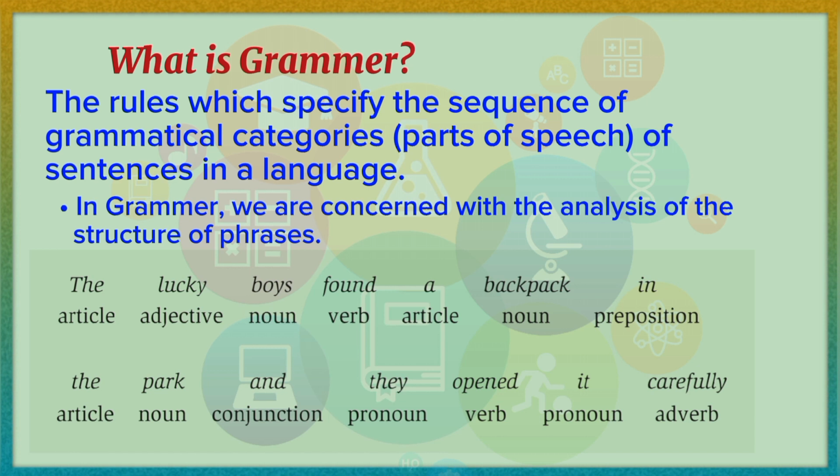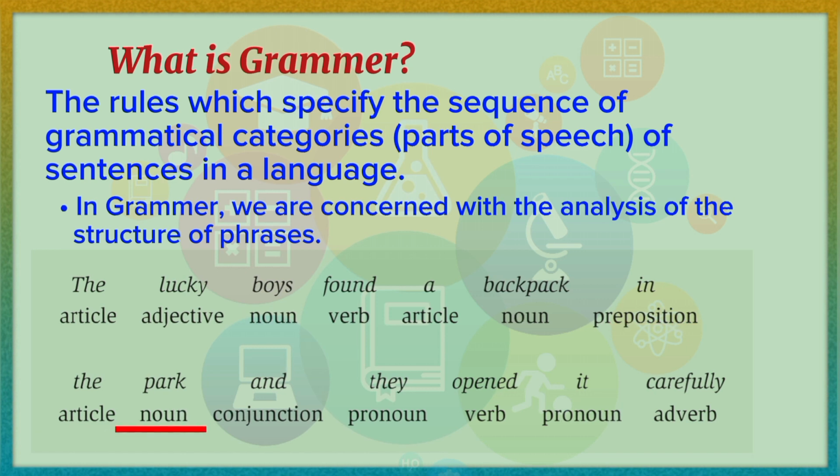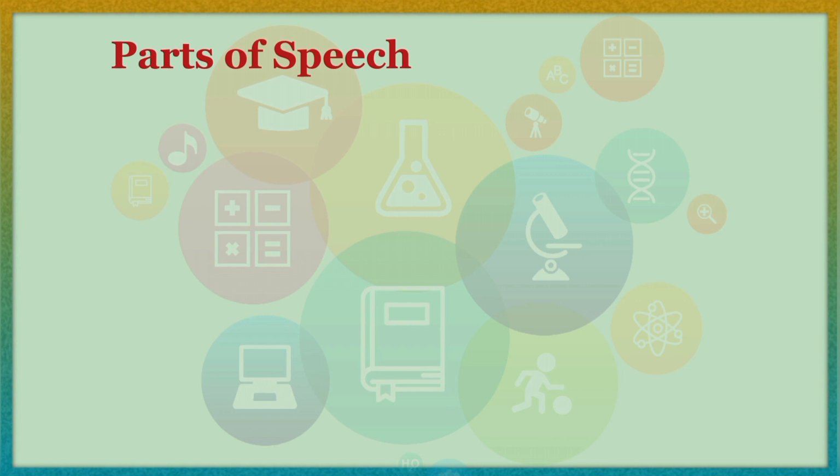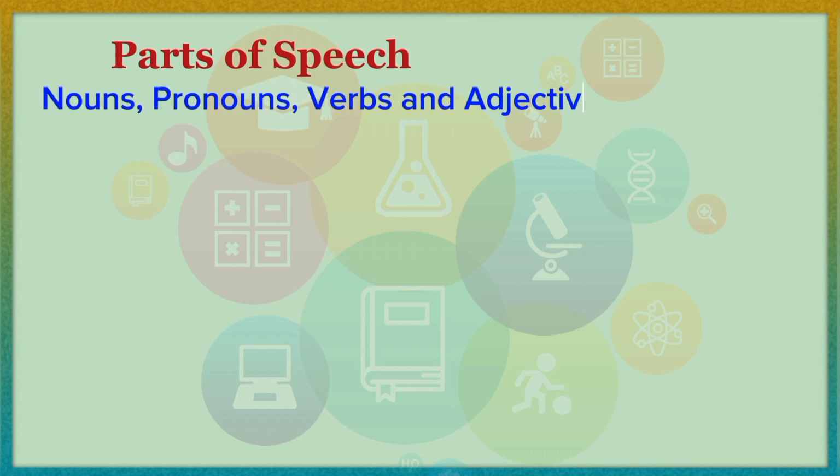For example, the sentence "The lucky boys found a package in the park" contains an article "the," an adjective "lucky," a noun "boys," a verb "found," another article "a," another noun "package," one preposition "in," one more article "the," and one more noun "park." You must have studied the parts of speech like noun, verb, adverb and adjective, etc. during basic school levels. Now let's move on to the next topic, agreement.